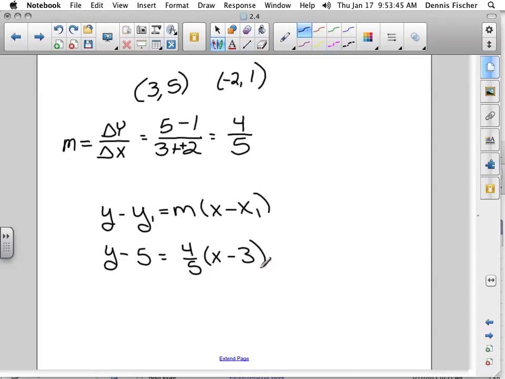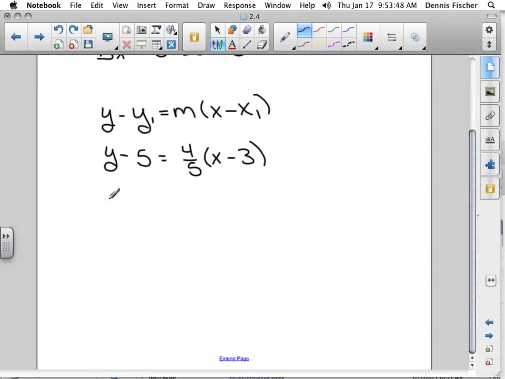Distribute 4/5. So I'm going to distribute 4/5 through. I've got y minus 5 is equal to 4/5 x minus, now if I take 4/5 times 3, think of 3 over 1, 12 over 5. Okay, add 5 to both sides.